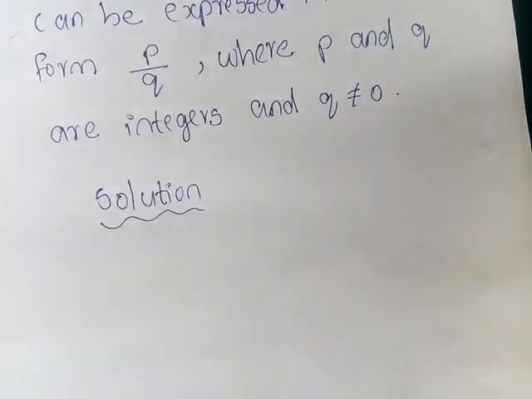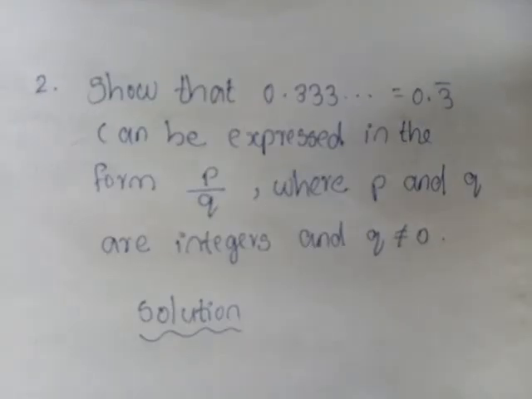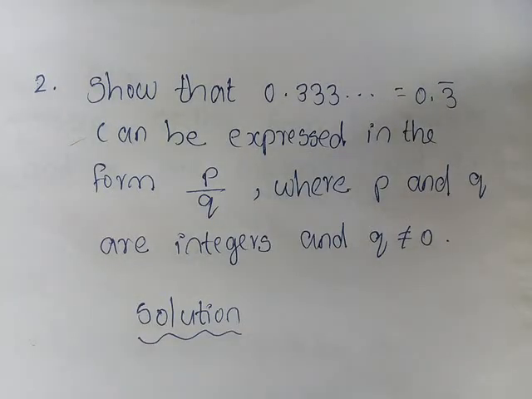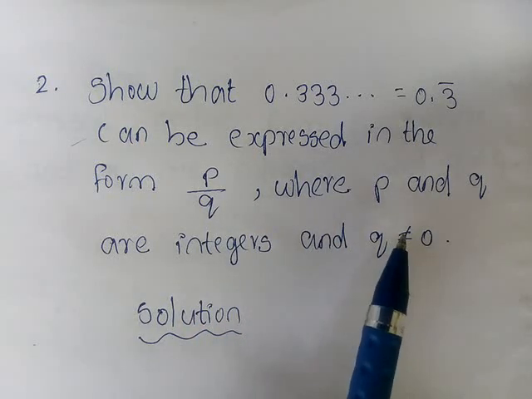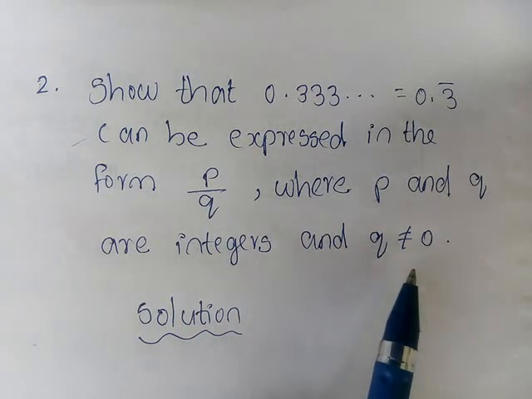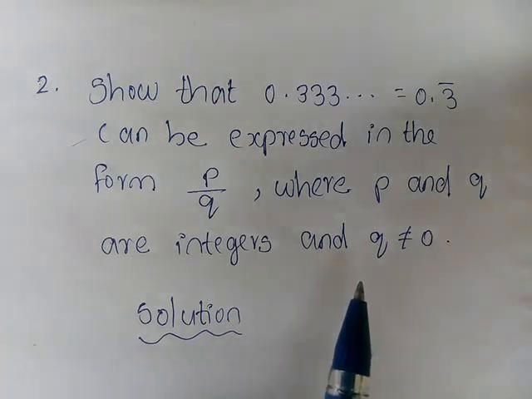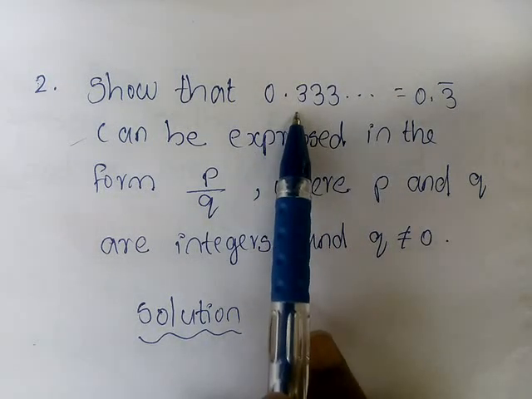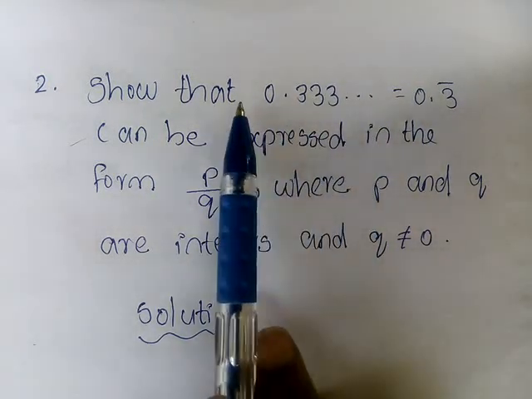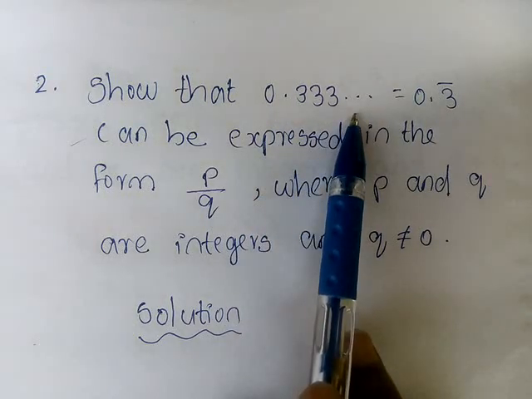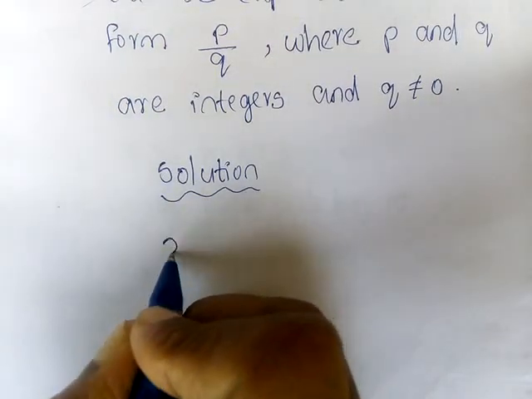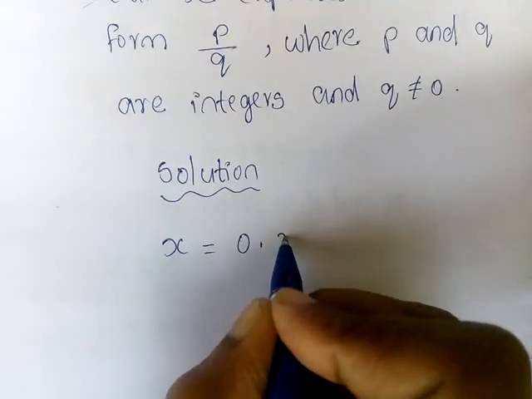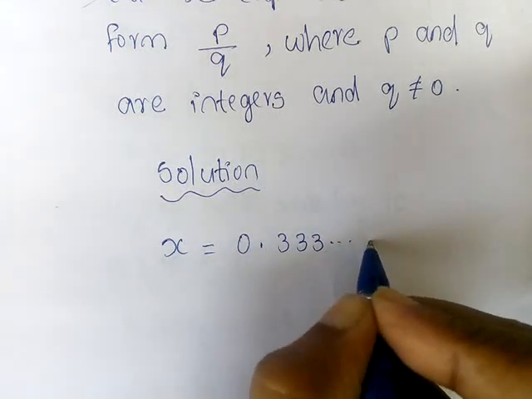Now we will check the next example. Show that 0.333 etc., that is 0.3 bar, can be expressed in the form p by q, where p and q are integers and q is not equal to 0. Here we don't know what 0.333 etc. is. So instead of 0.333 etc., we will take it as x. That is, x is equal to 0.333 etc.